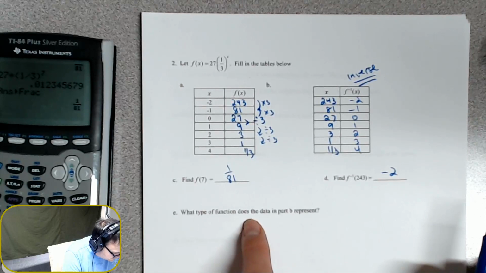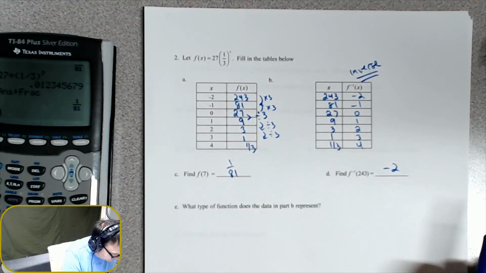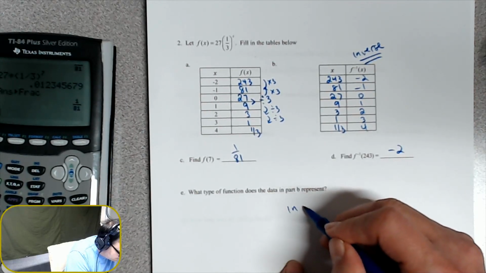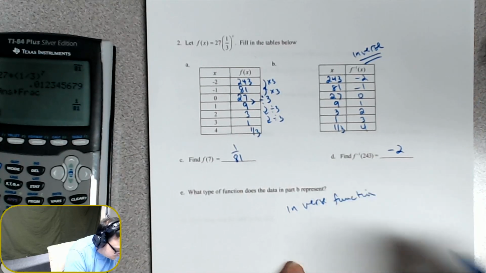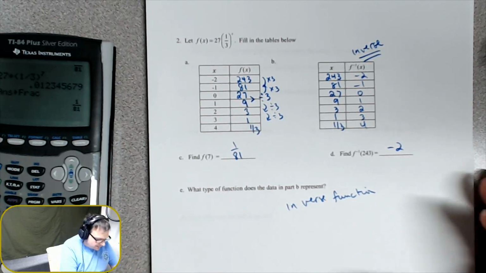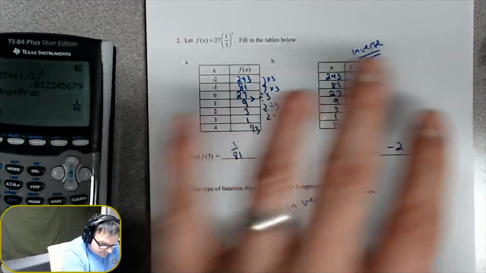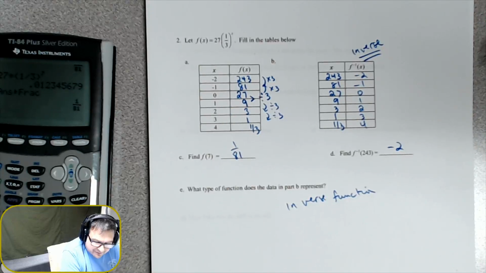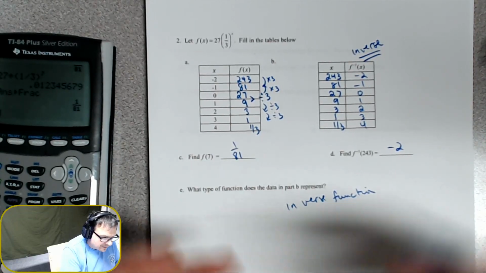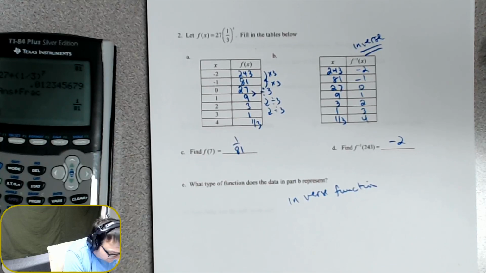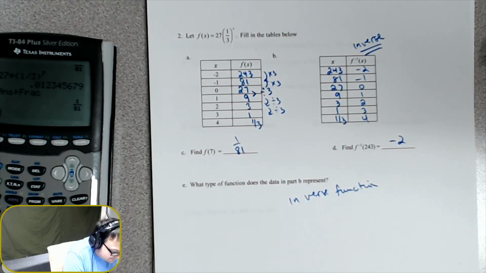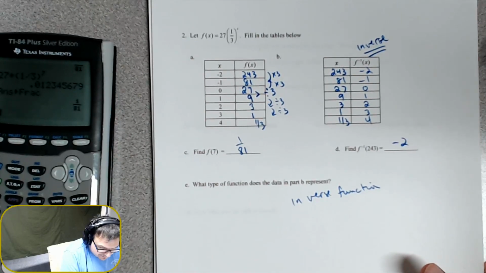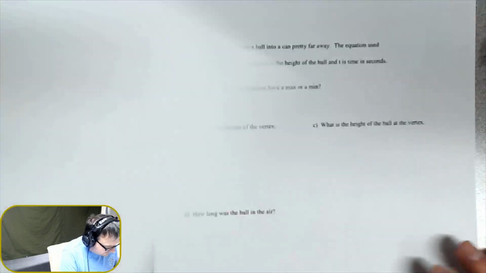What type of function does the data in part B represent? And like we said, the inverse function. And remember some of the rules of inverse functions. Switch the x's and y's, and then when you plug one function in the other, they cancel each other out. That's the whole idea of inverses. For an inverse, they cancel. So the inverse of plus is minus. The inverse of multiply is divide. Those are inverses of each other. How's that? Any comments? Just checking on, seeing how people are doing.